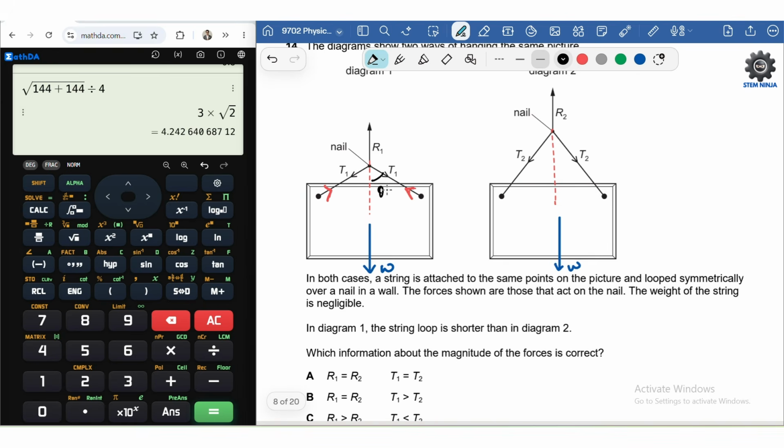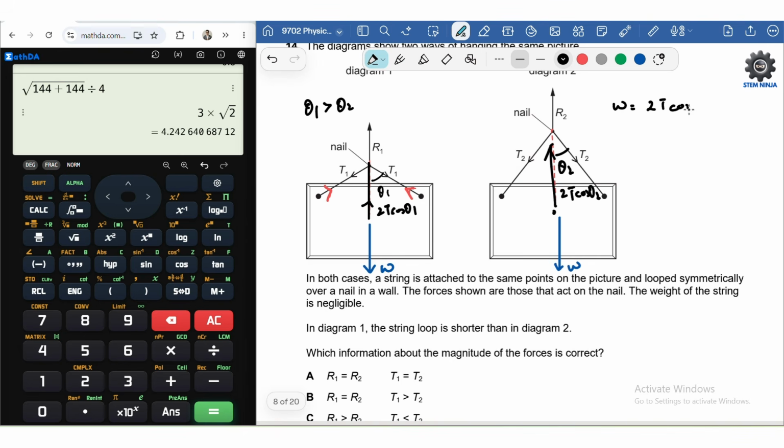So let's call it theta 1 and let's call it theta 2. Theta 1 is greater than theta 2. Okay. So tension would be 2T cos theta 1, and over here you have 2T cos theta 2. So weight is going to be the equal, right?